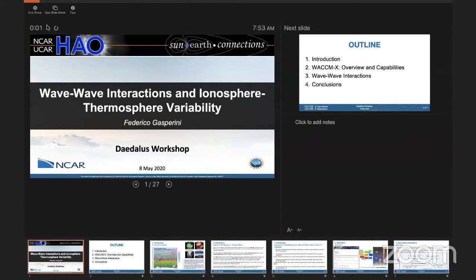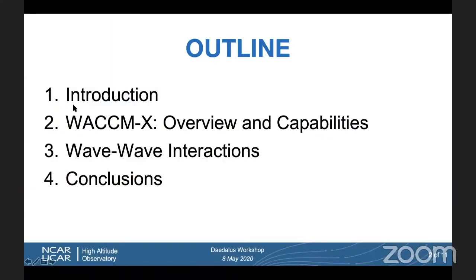The title of my talk for this workshop is Wave Interactions and Ionosphere-Thermosphere Variability. I've divided this presentation into 4 different sections. In the introduction, I will provide an overview on forcing from below, and also on the current status for tidal and planetary research, as well as present an approach for establishing how tides and other waves are driving the lower thermosphere, ionosphere. And then I will present a very brief overview of the Whole Atmosphere Community Climate Model with Thermosphere, Ionosphere, and eXtension, WACCM-X, and some of the key capabilities.